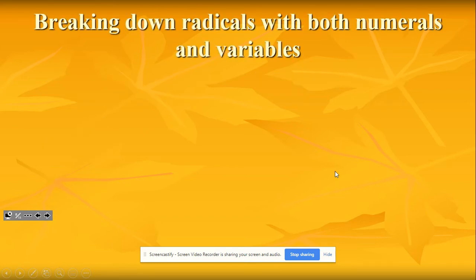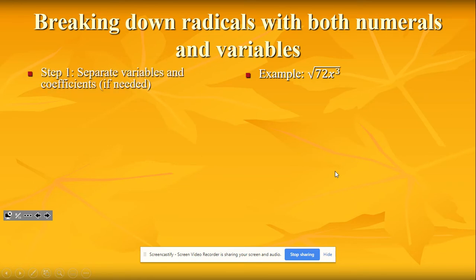Here's how we break down radicals when they have numbers and variables. I'll do an example to the right as I go through the steps on the left. Step 1 is to separate the variables and coefficients if needed. I'm going to do that here by separating this into radical 72 and radical x to the third.